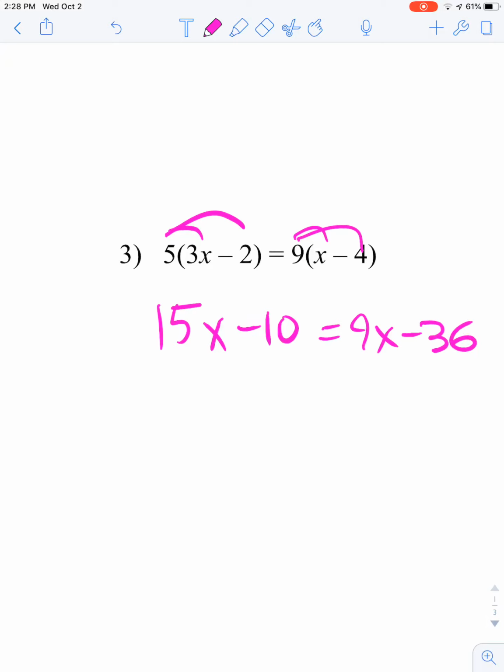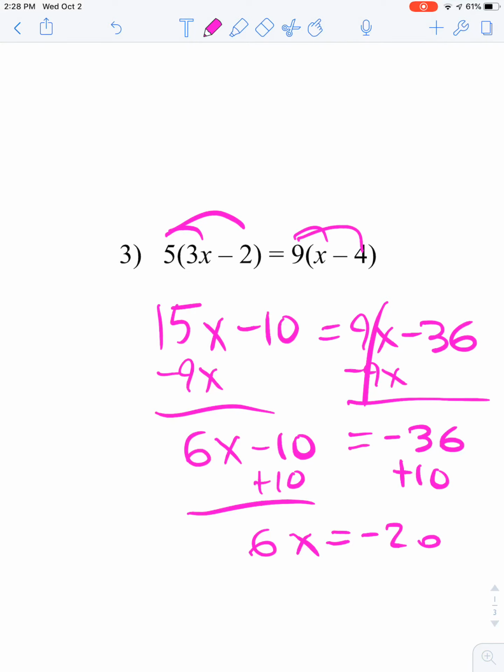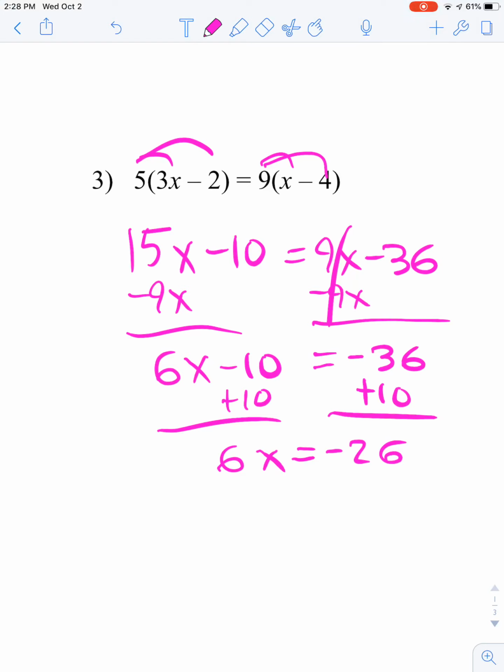This time, personally, I would subtract 9x from both sides. That gets the variable to one side, because now it's not on this side anymore, and it keeps things positive. So I have 6x minus 10 equals negative 36. I'm going to add 10 to both sides and get 6x equals negative 26. I'm going to divide both sides by 6 and get x equals, and my calculator is going to tell me that that answer is negative 4.33.